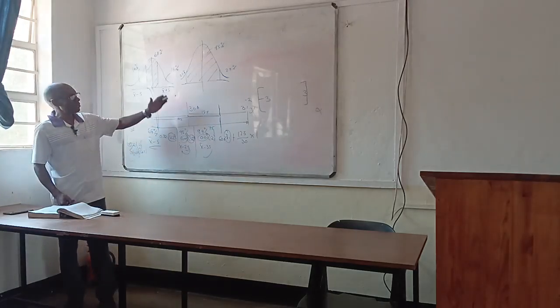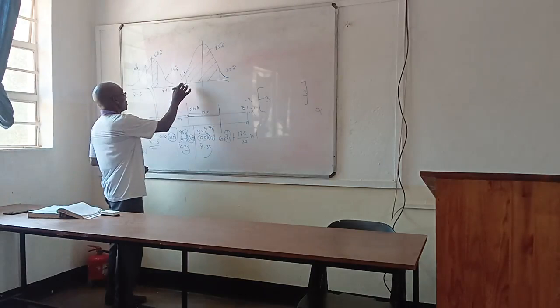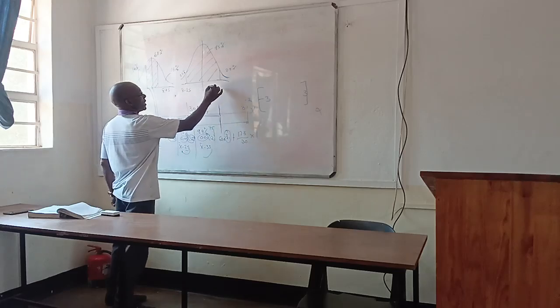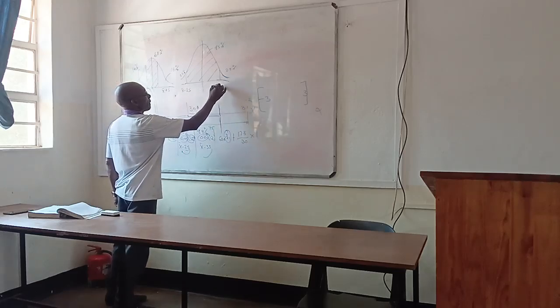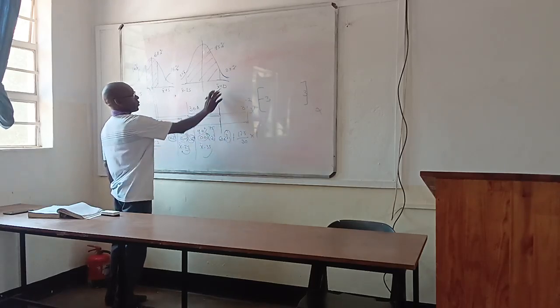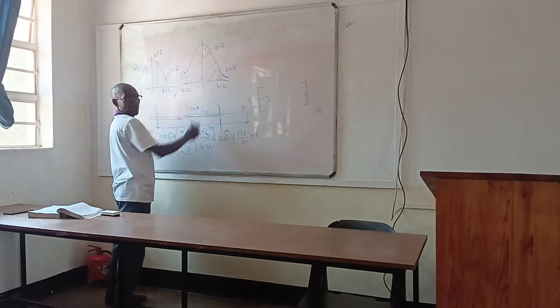Why am I talking about this one again? It's going to be x bar minus 2s to x bar plus 2s. The other one, the 99%, is going to be 3 standard deviations. All right.